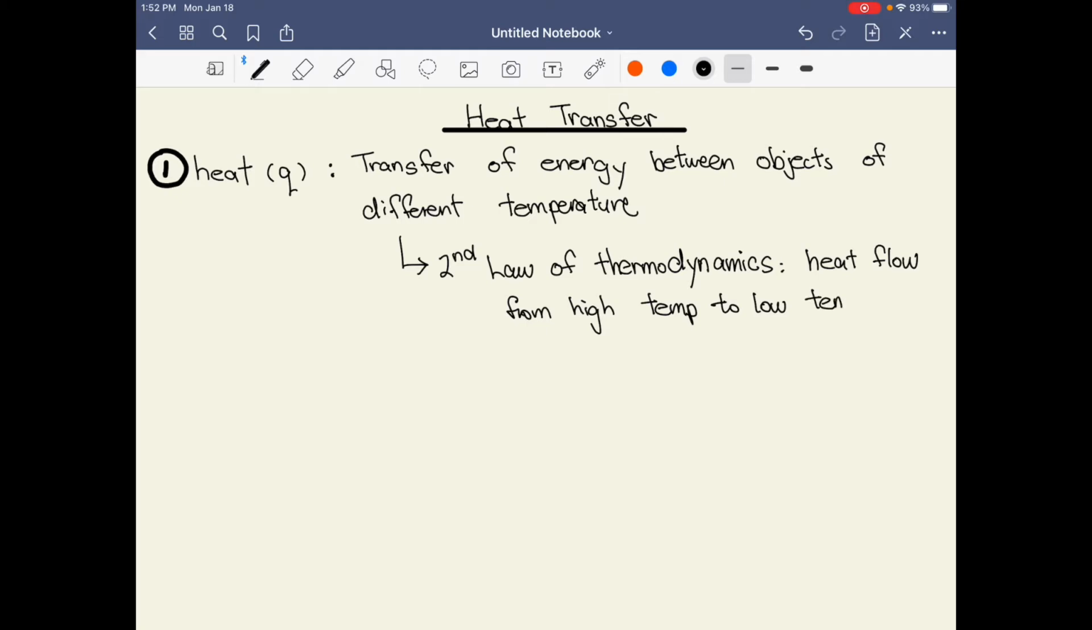Let's write that down. When will they stop transferring this energy we call heat? Well, it will stop until both objects have the same temperature. Okay? And there's a word for that. This is called thermal equilibrium.